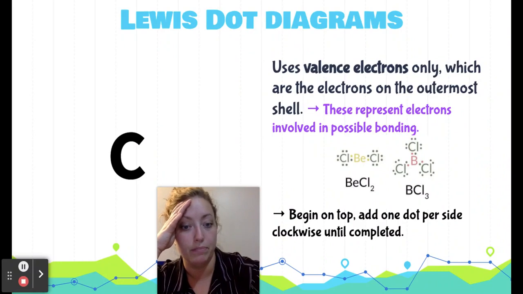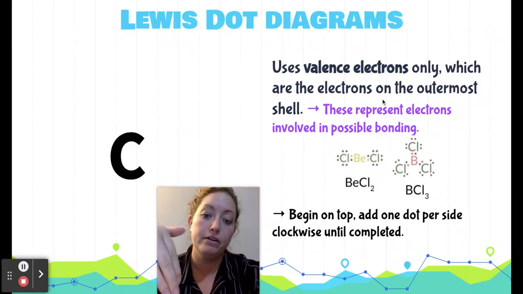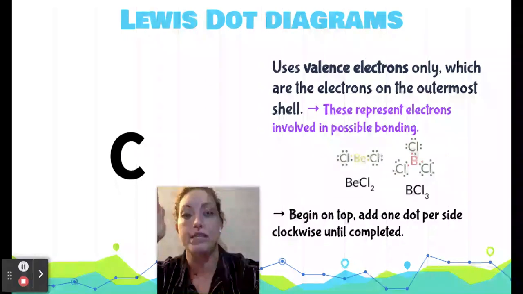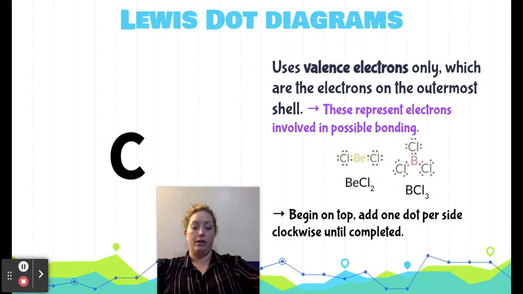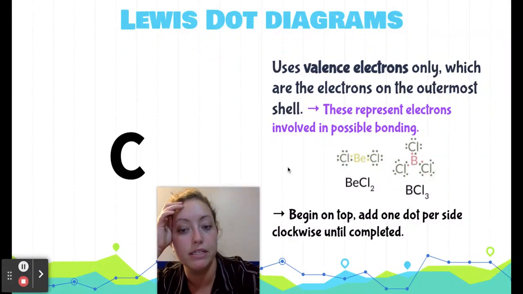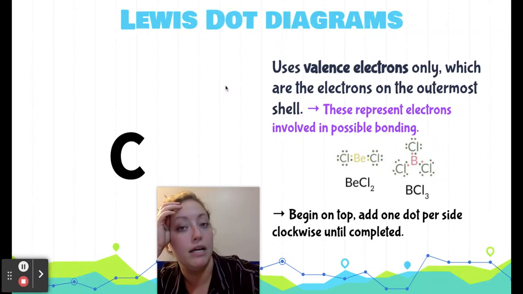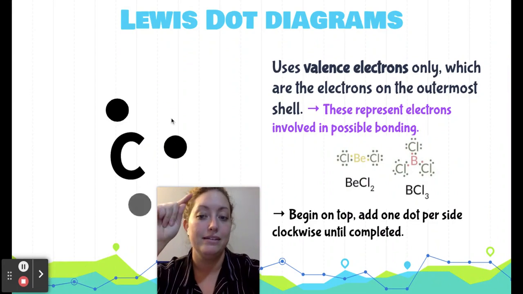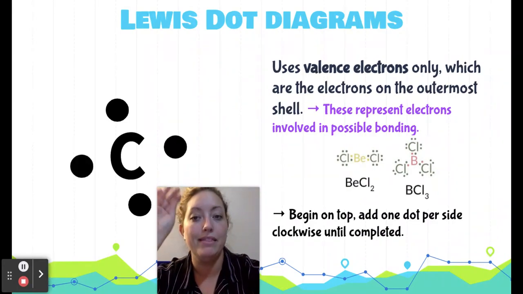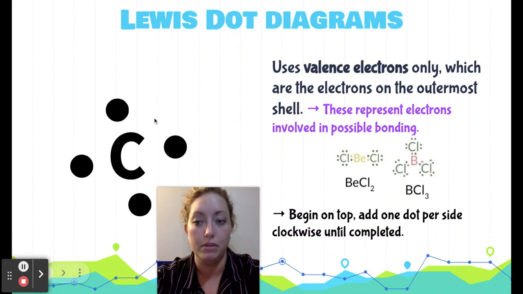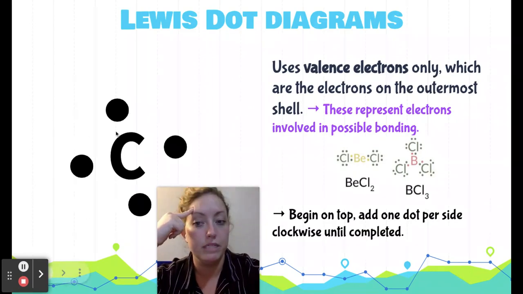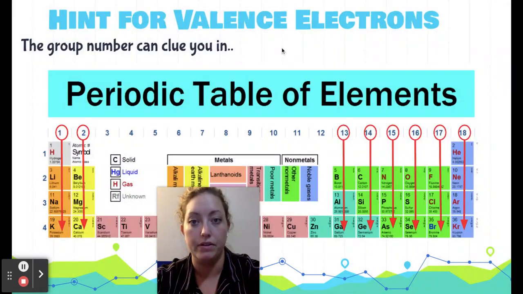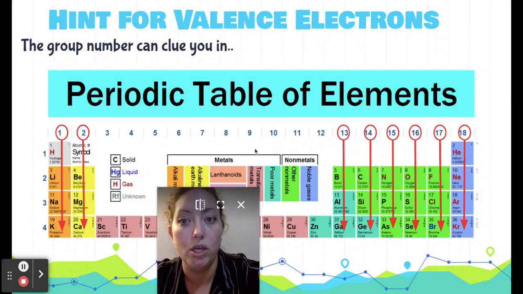In order to do that, they're going to start bonding. So you have to figure out how many valence electrons you have, and that has to do with where they're at on the periodic table, which I'm going to have you write in a second. So carbon has 4. You always want to start at the top and put 1 dot on each side until you have filled that up, and then if there were more, you would start doubling them. You always want to spread them out because you're representing the possible ways that these could bond with other atoms.